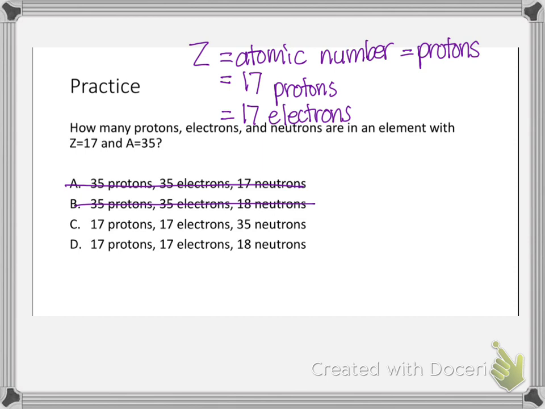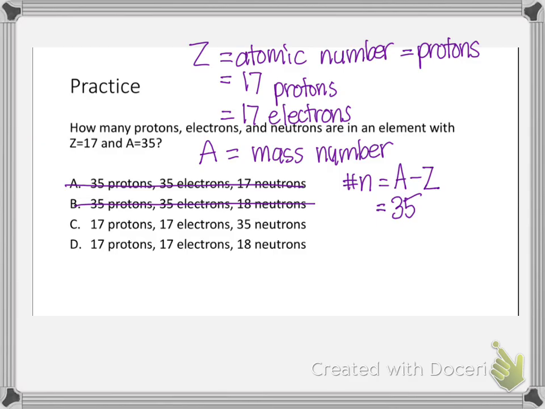Now, A is the mass number. It's not the number of neutrons, but I can figure it out from the mass number. So the number of neutrons is going to equal the mass number, which is A, minus the atomic number, which is Z. So A is 35, and Z is 17, so it's 18. So if you answered letter D, you are correct. So there's 18.